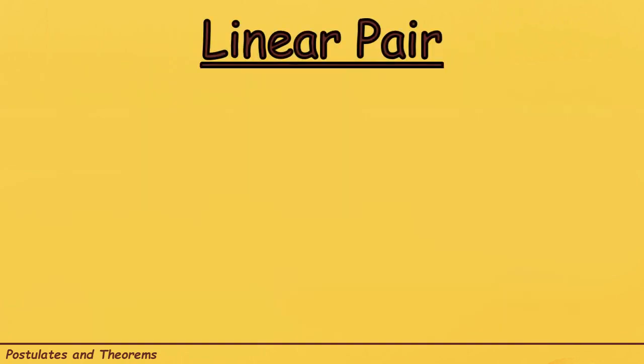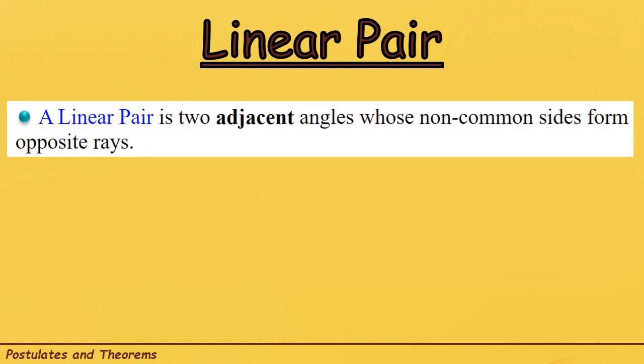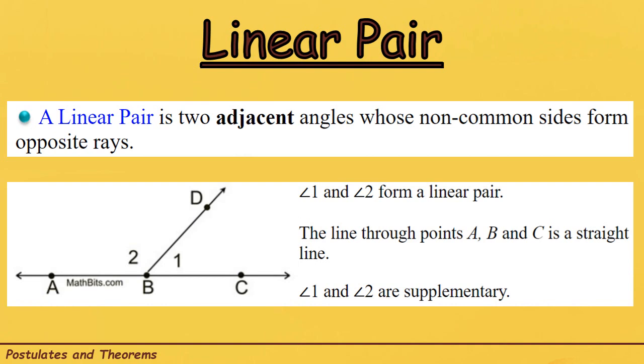The next one is linear pair. Parang na-explain na natin to kanina. So a linear pair is two adjacent angles whose non-common sides form opposite rays. Ayan. So from the word itself, linear line. So it will form a line. Okay, so let's have example here. We have a line through points A, B, and C. It is divided into two angles, angle 2 and angle 1.